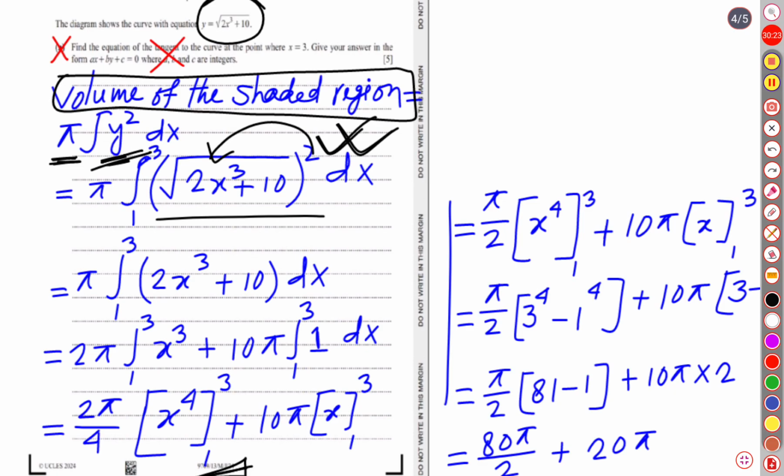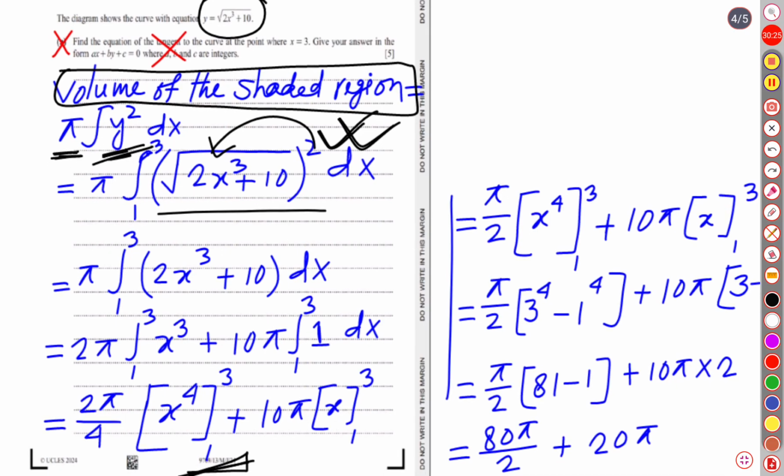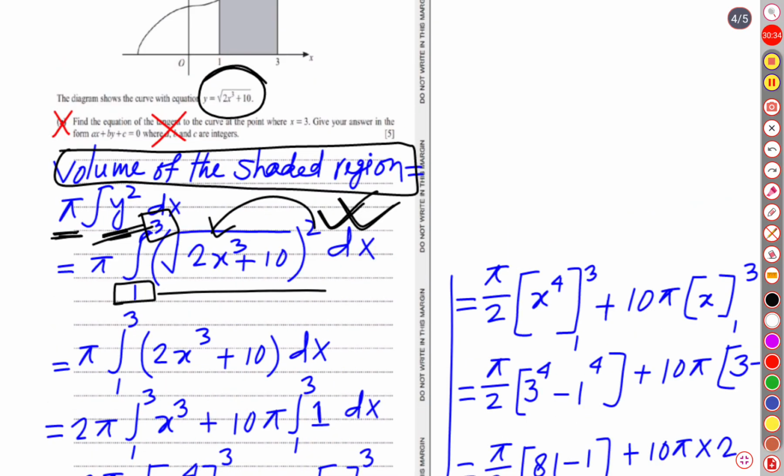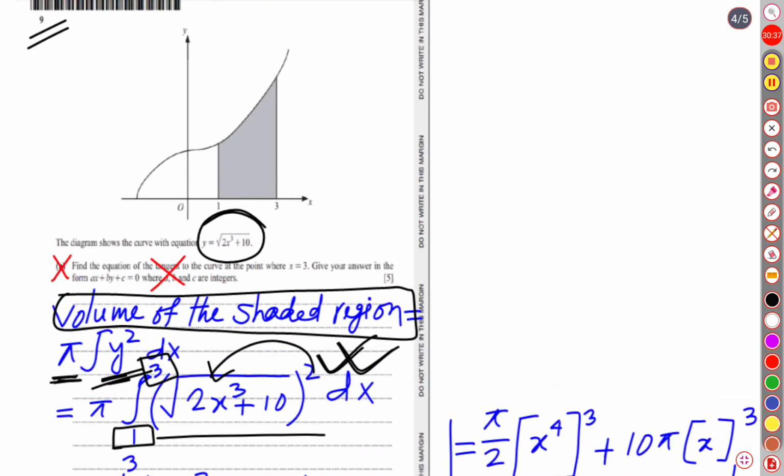Well, then where have we got the lower limit as 1 and the upper limit as 3? Let's see what the limit is. The lower limit and upper limit are the values of x. So look at these values of x. This is our shaded region, where the lowest value of x is 1 and the upper value of x is 3. So these are the limits. Limits are fixed in this way.